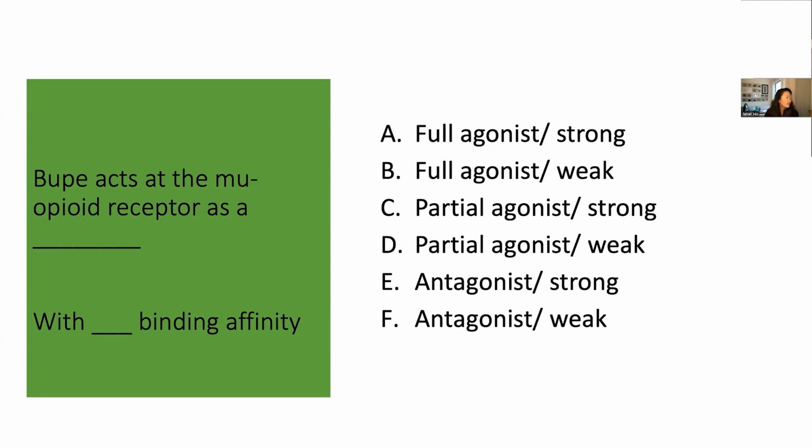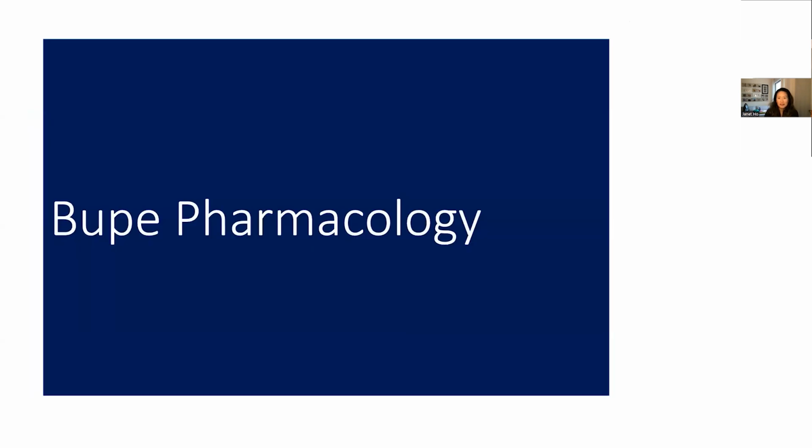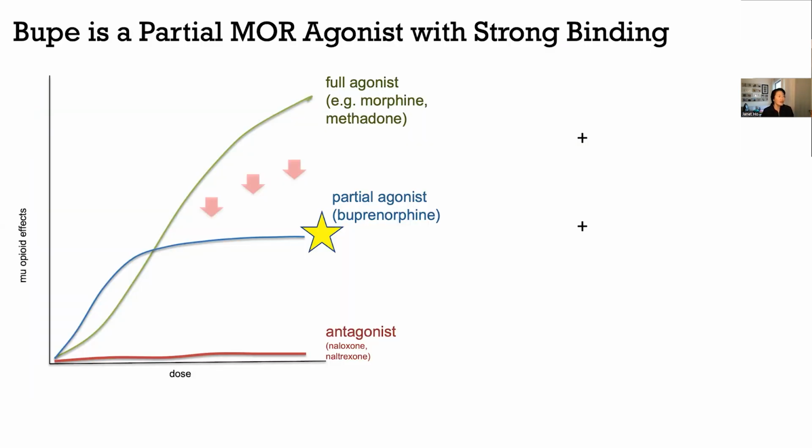Okay, let's get into some Bupe pharmacology. As a very general overview, you may know a lot of this already. Buprenorphine is a partial mu-opioid receptor agonist with a strong binding affinity, and it has three properties that are unique from all the other opioids that we use on a regular basis.